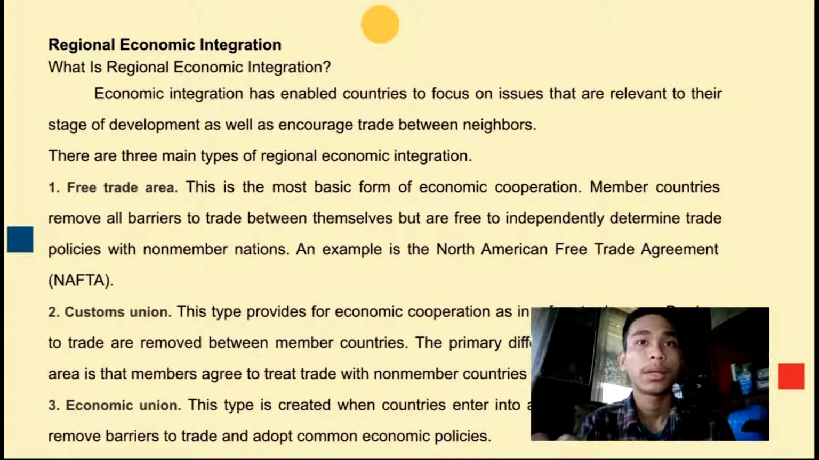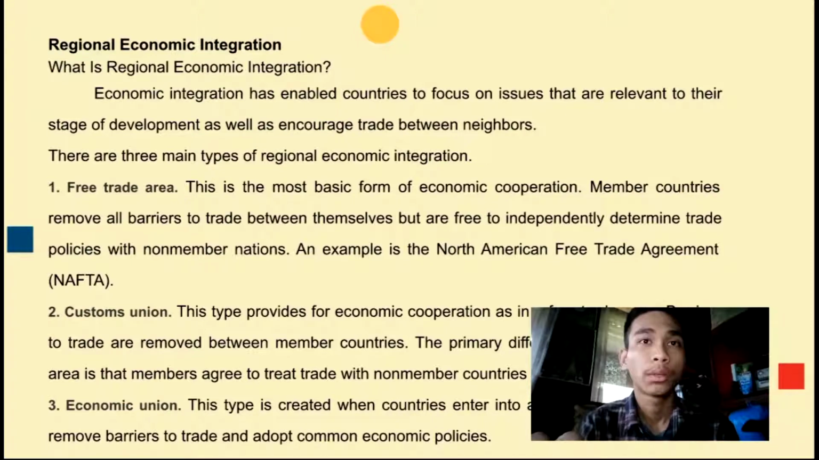1. Free trade area. This is the most basic form of economic cooperation. Member countries remove all barriers to trade between themselves but are free to independently determine trade policies with non-member nations.